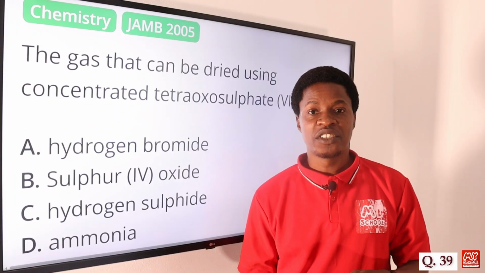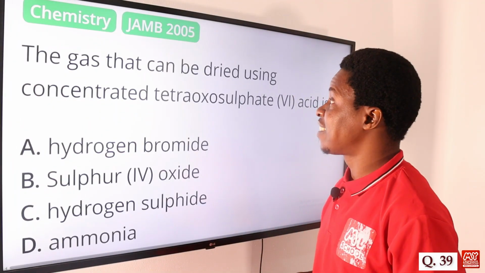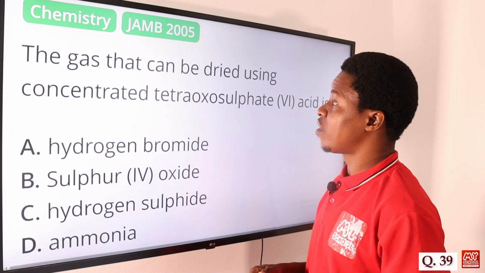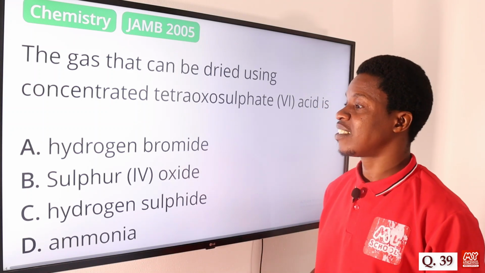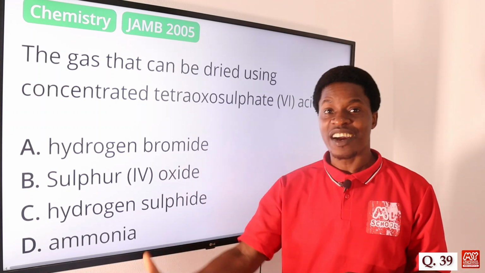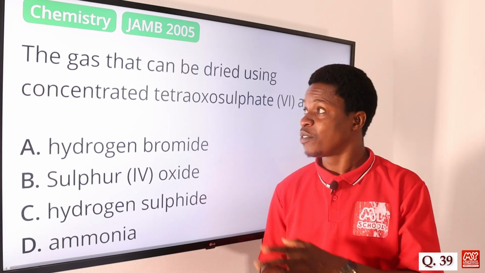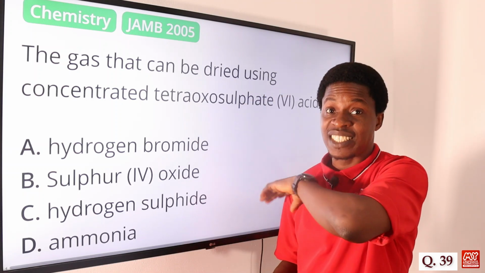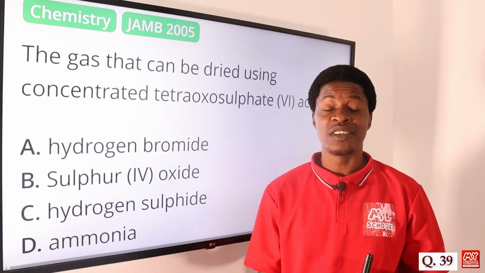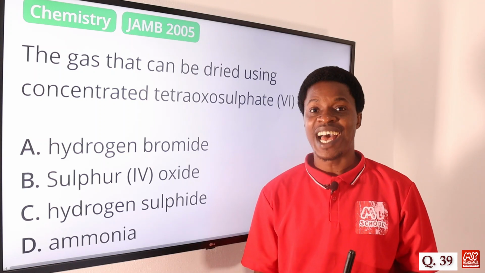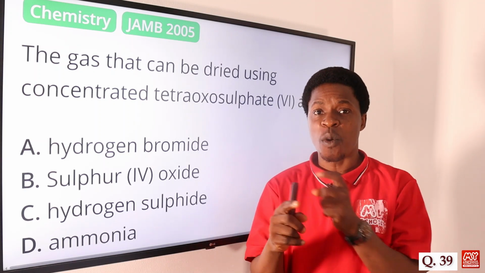Now we are moving on to question number 39. The gas that can be dried using concentrated sulfuric acid is what? That's your H2SO4, conc H2SO4. You will agree with me that concentrated sulfuric acid is actually a hygroscopic substance.